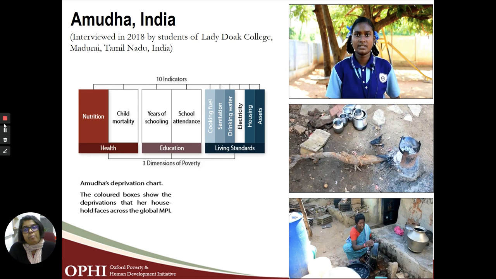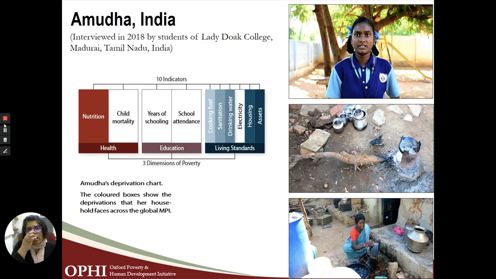Her father works as a manual laborer on a construction site. He has poor health, hence the household is deprived in nutrition. Her mother also works on the construction site and suffers from severe back and knee pain due to the strenuous work. Amuda's mother has lost 2 babies giving birth at home with no access to medical care. But following the definition set by the global MPI, the household is not deprived in child mortality because the death took place some 15 years back.